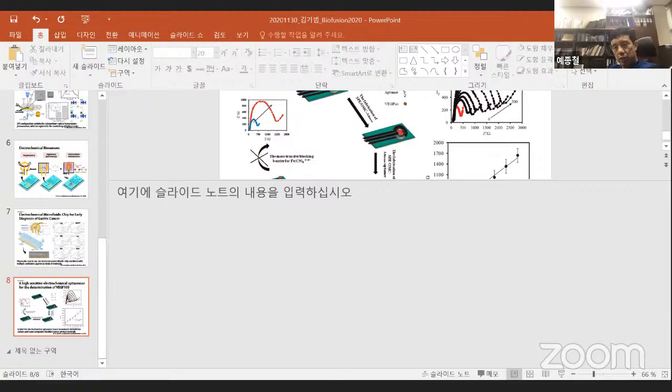I see. What's the bottleneck, by the way? So when you say the small volume, what's the bottleneck of the commercialization then? Technical bottleneck.